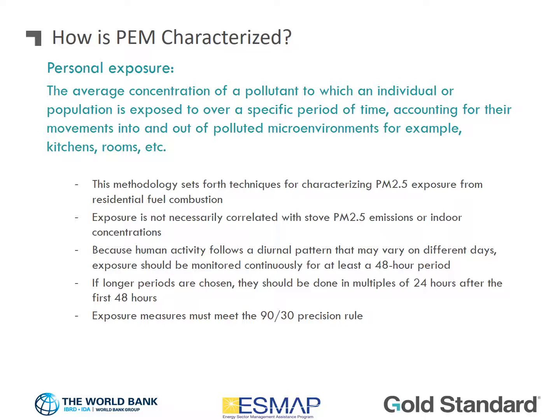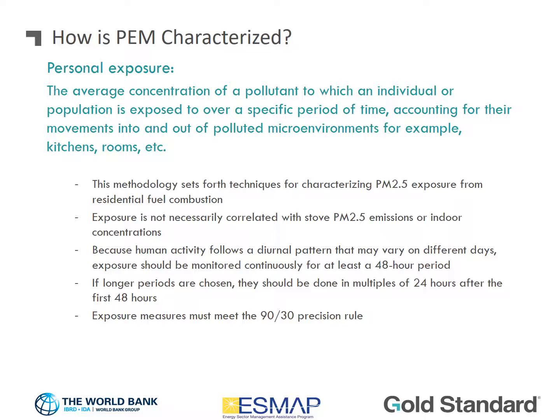Human activity follows a diurnal pattern, meaning lower concentrations at night and higher concentrations during the day typically. And so because we see this variability, exposure should be monitored continuously for at least 48 hours. And it can be monitored for longer if more data is of interest. However, it should always be in 24-hour increments. So 48 hours plus an additional 24 hours, but it should never be an additional 12 hours because you would not capture that full diurnal pattern without doing a full 24-hour additional measurement.